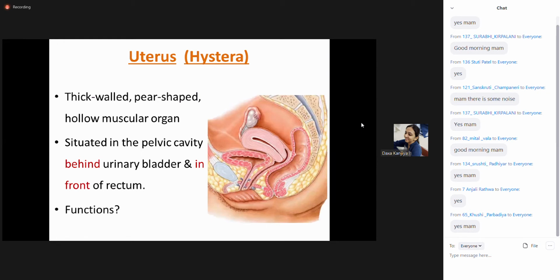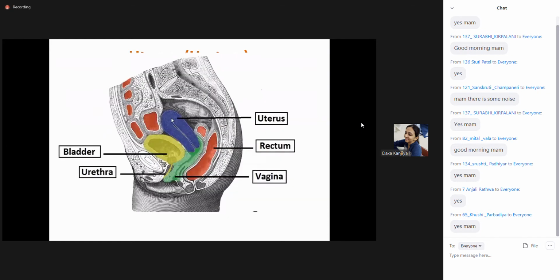What is the function of the uterus? You must know the function of the uterus. It provides for the implantation of the zygote, and it retains the product of conception till the baby attains independent existence, till the completion of 9 months. So that is the main function of the uterus. Again, here you can see the location of the uterus in the pelvic cavity. In front it is related with the bladder and behind with the rectum.